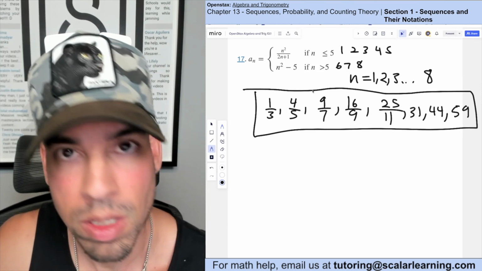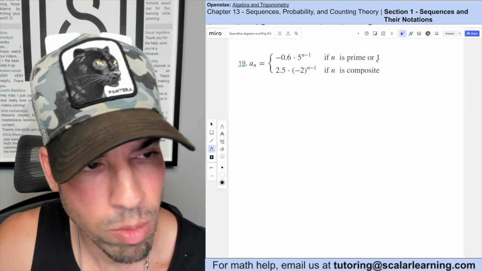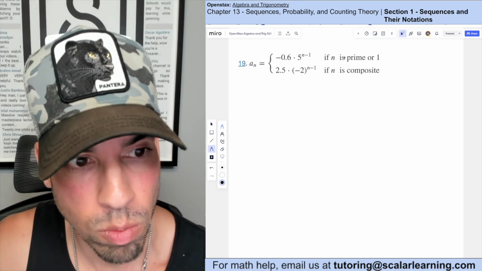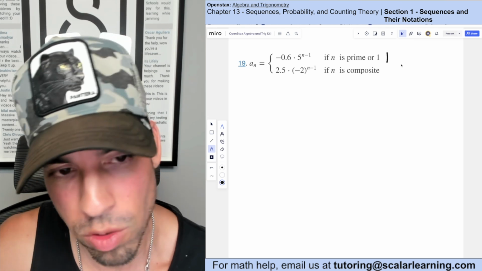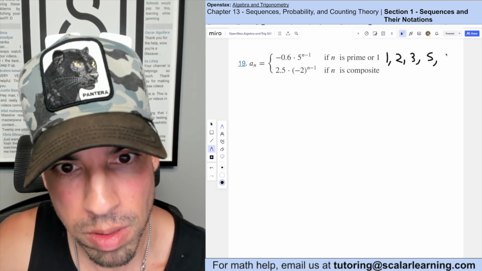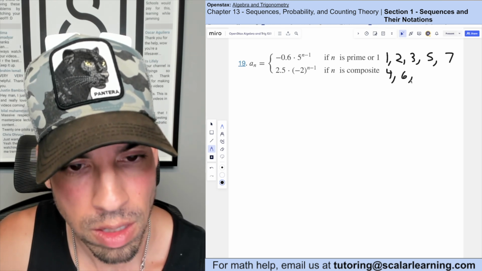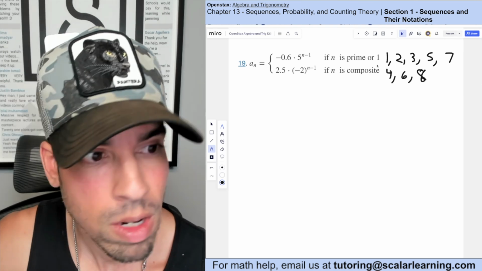First 8 terms done. So for this one, if n is prime or 1, it's going in here. For this one, if n is composite. So let's get all the 1 or primes up here from 1 through 8. So 1 is 1, right? 2 is prime, 3 is prime, 5 is prime, 7 is prime. Everything else, which is just 4, 6, and 8, are going to go down here. That's how piecewise goes, different buckets, okay?